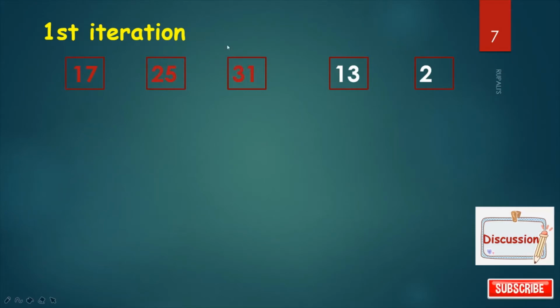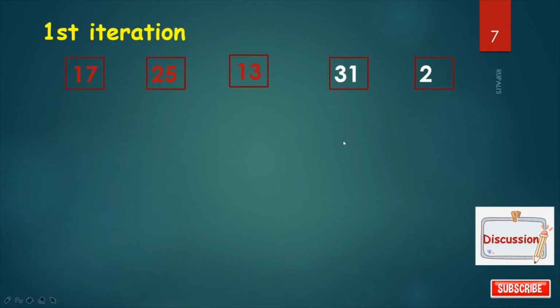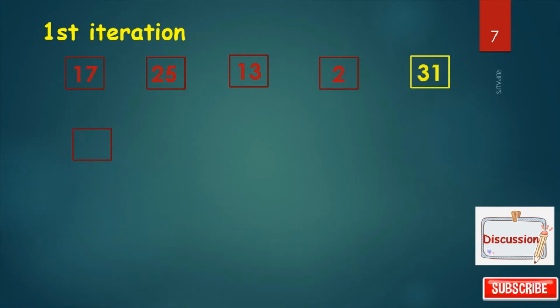Now you have to compare the second node info with the third node info. Because 31 is greater than 25, no need to swap. Now compare the third node info with the fourth node info, 31 with 13. Because 31 is greater than 13, swap. Now compare the fourth node info with the last node info. Because 2 is less than 31, swap. Finally, we get the biggest element at the last position.